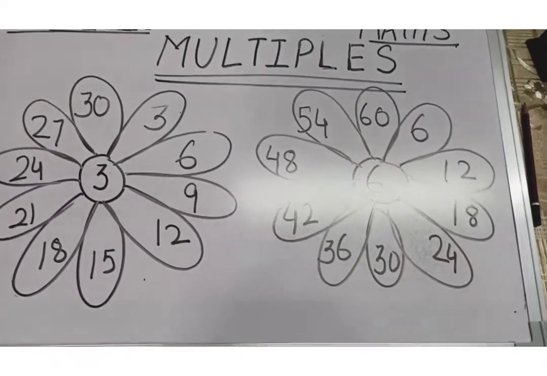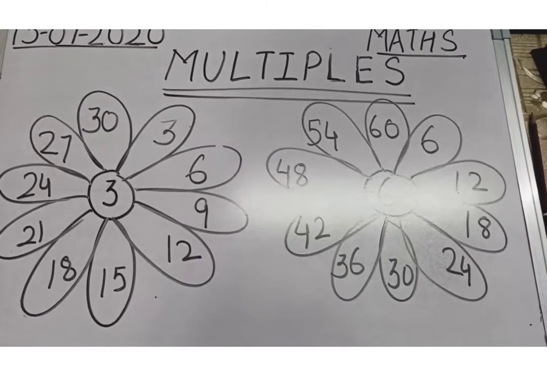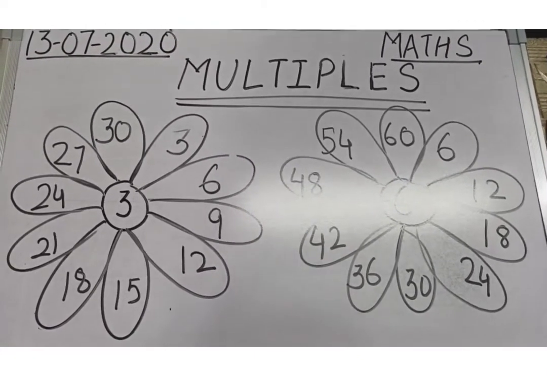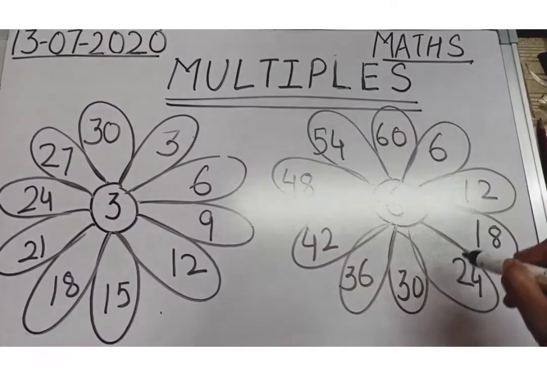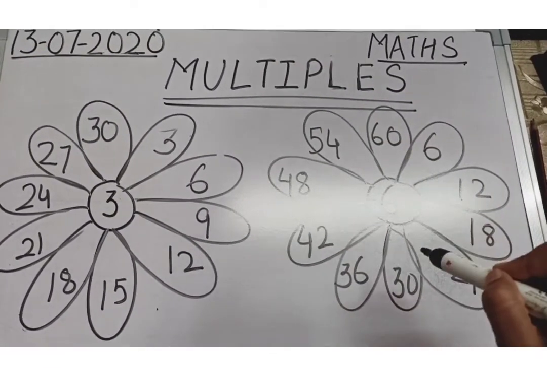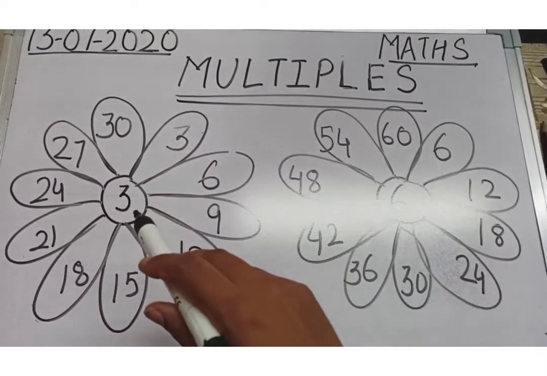And now you must be thinking ma'am is simply writing the table of these two numbers, isn't it? Table of 3 and table of 6. So they all are the multiples of the number which is in the center. The rest are all multiples of the number 3.